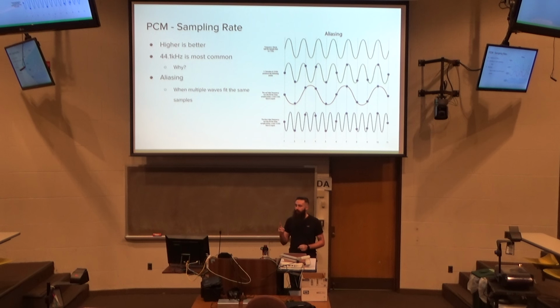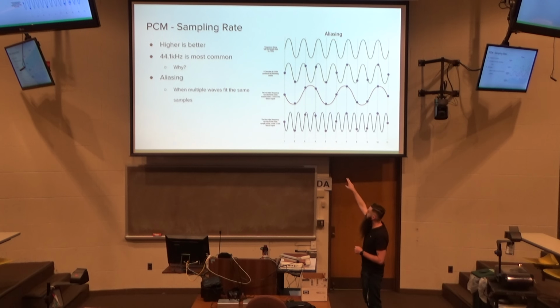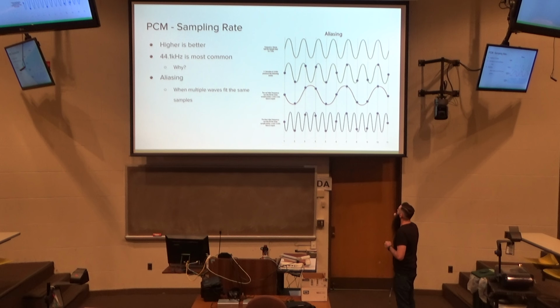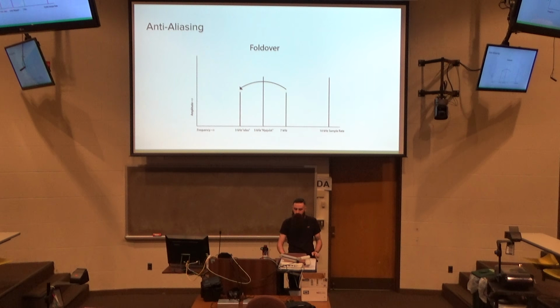It's actually double. The reason we need it to be twice is that once we have twice our maximum frequency as the sampling rate, we can make the assumption that the wave we're looking at is underneath half of the sampling rate. You can see here we have a bunch of different waves that fit. We have another picture to go with it. This is called aliasing, when multiple waves fit the same form.